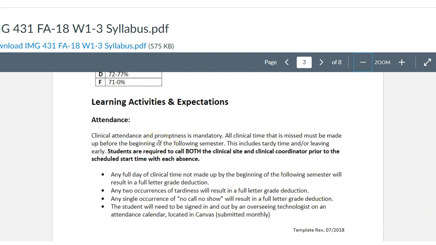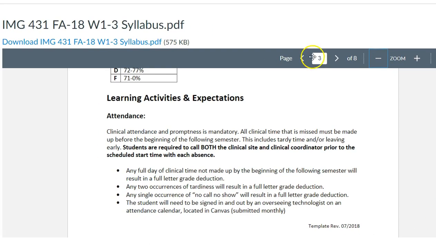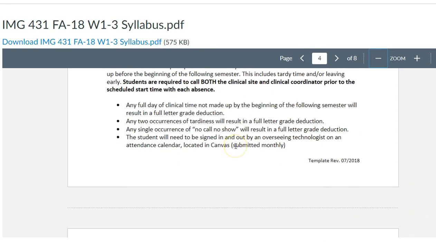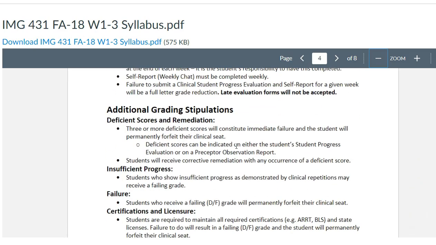Really, attendance and professionalism are paramount. You need to make sure that you arrive on time. Sometimes I get complaints from the clinical facilities about no call, no shows. Those types of things are going to have consequences in terms of your grade. They are going to result in grade deductions as outlined here. So it's kind of a big deal, but this is a job interview for you in this new modality, so make sure you take that idea seriously.